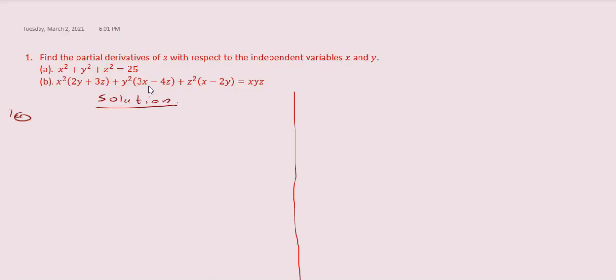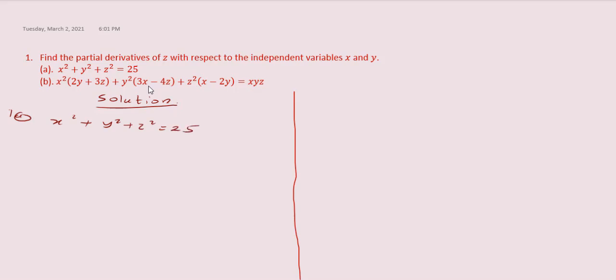So we want to look at 5 examples on partial derivative. And the first one says find the partial derivative of z with respect to the independent variables x and y. So that means we want to find the partial derivative of z with respect to x and the partial derivative of z with respect to y. So the first question says x squared plus y squared plus z squared is equal to 25.